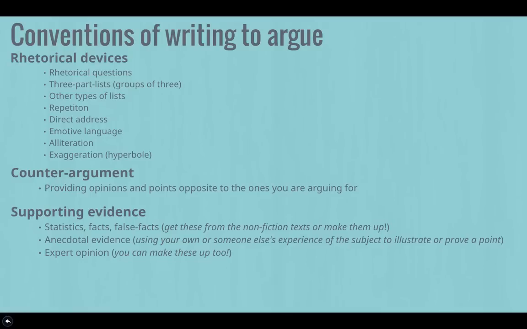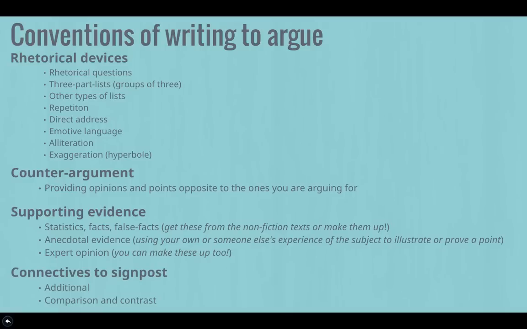Similarly, anecdotal evidence. This is using your own or somebody else's experience of the subject you're writing about to illustrate or to prove your point. And again, you can use something that's real, or you can just make it up because it's a convention. Also, expert opinion. That means maybe making up the name of a scientist or somebody an expert in the field that you're writing about to add credibility to your argument. That again is a very important part of writing to argue.